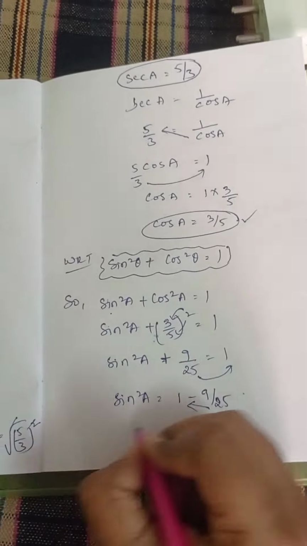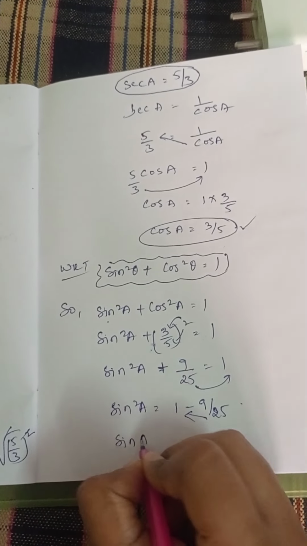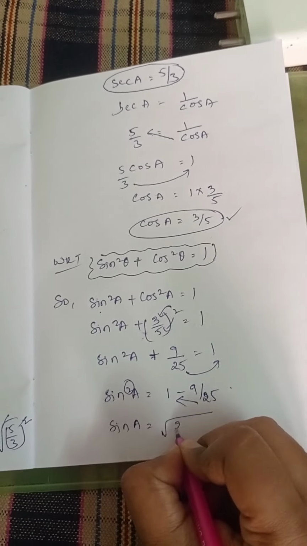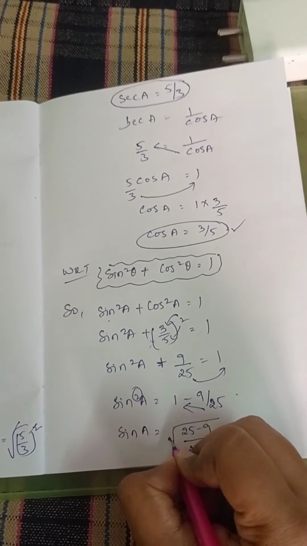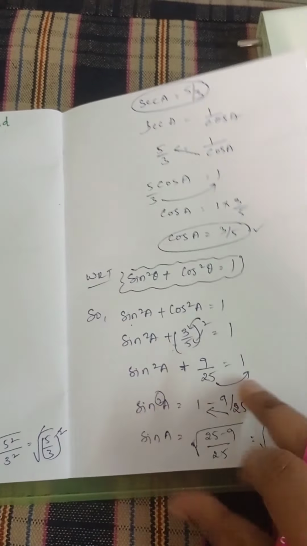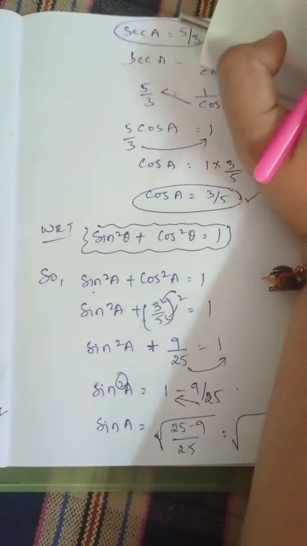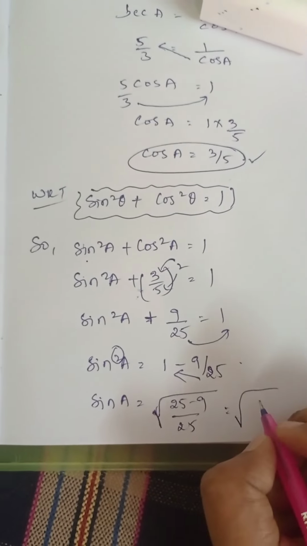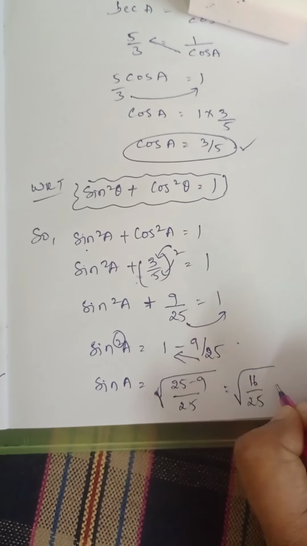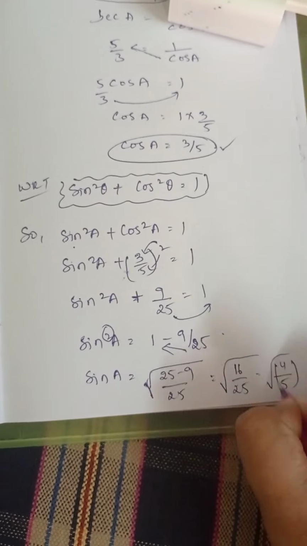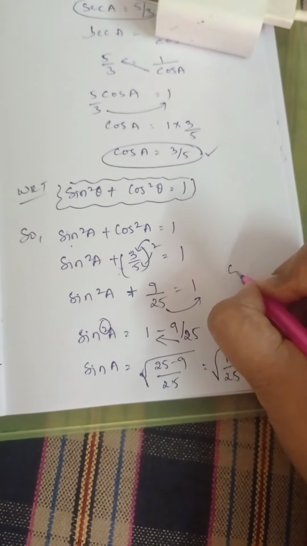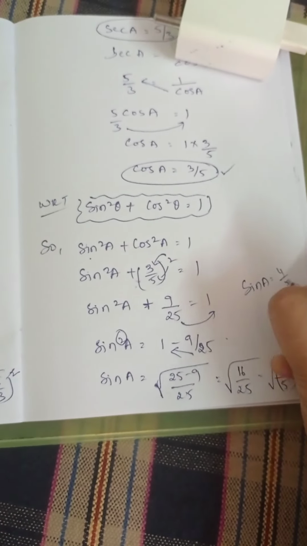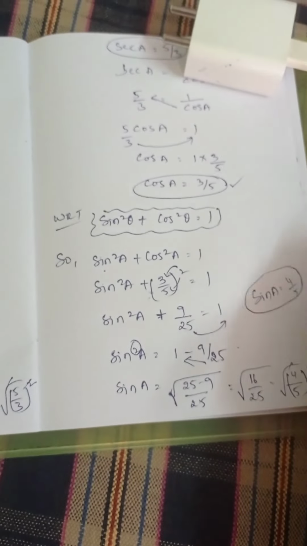So by cross multiplying, sin square A to RHS, we'll get 25 minus 9 by 25. So 16 by 25, right? 16 by 25, 4 by 5 whole square we can write it as, right? Now sin A is equal to 4 by 5. We got it, right?